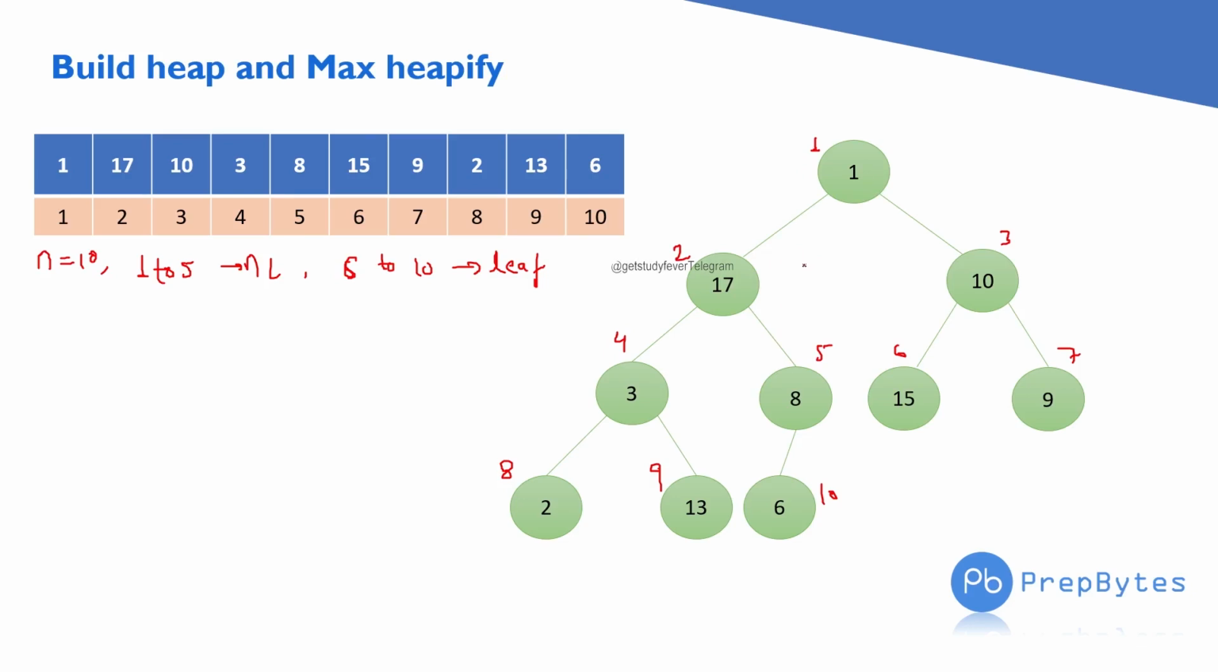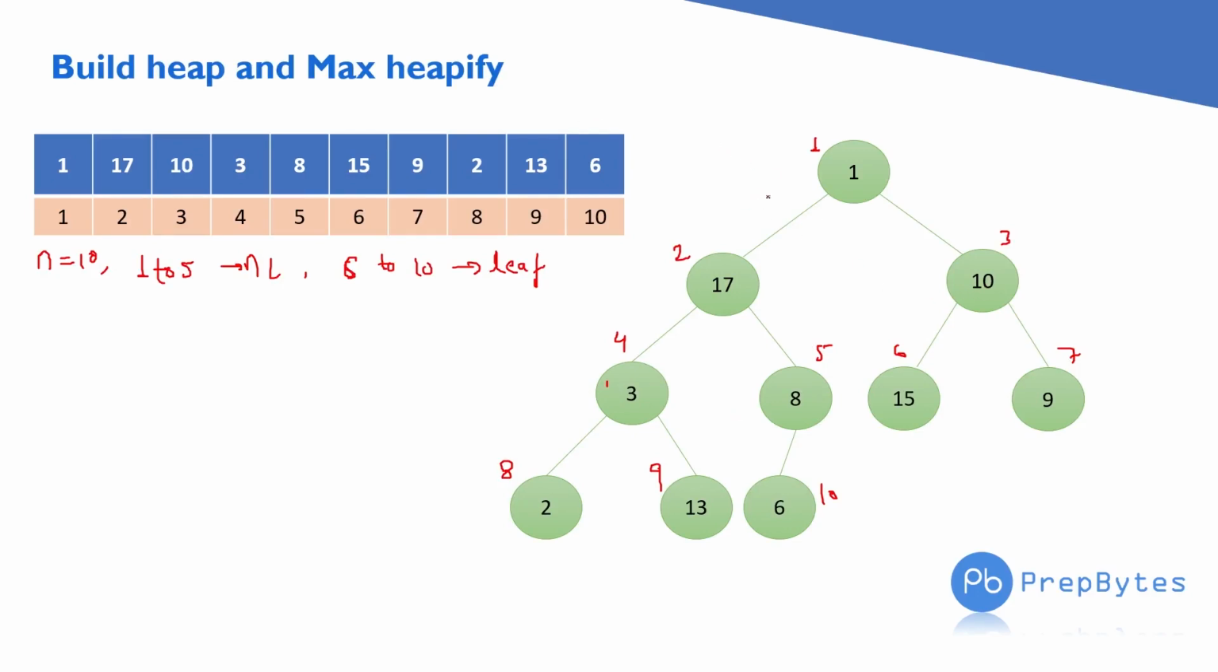We need to heapify it. This is a term. We need to heapify the tree. We need to heapify every node. Okay, here 17 is also not a max heap. As you can see here, 3 is also not a max heap because 13 is greater than 3. So we need to heapify this node also. Fine. We need to heapify this node also because 15 is greater than 10.